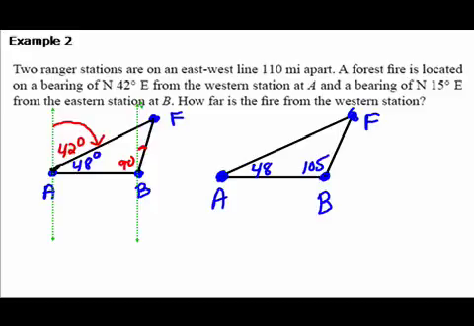And which one of these segments am I looking for? AB, BF, or AF? The question says, how far is the fire from the western station? Well, which station would be the western station? Point A is the western station. They want to know what this distance from A to F is.